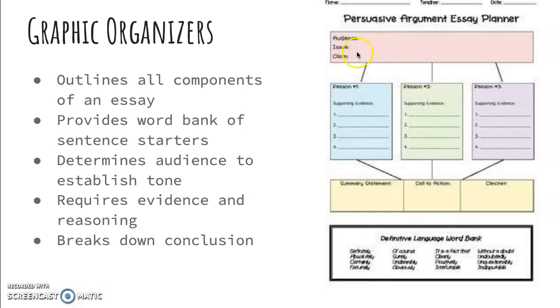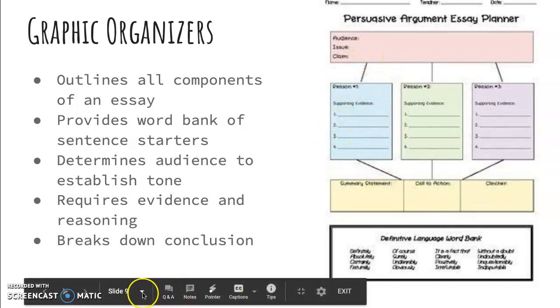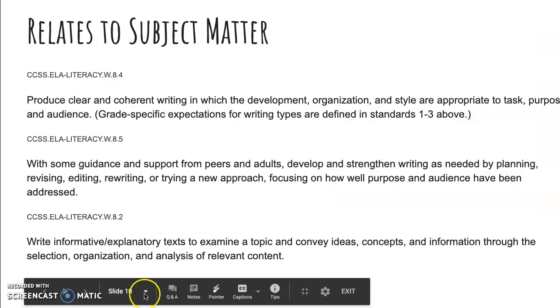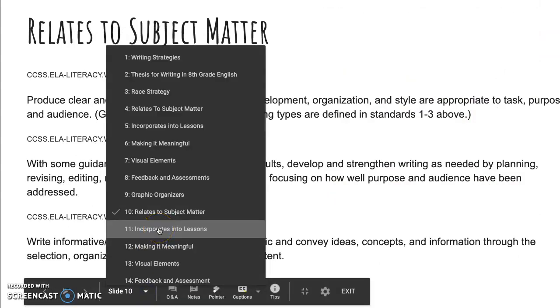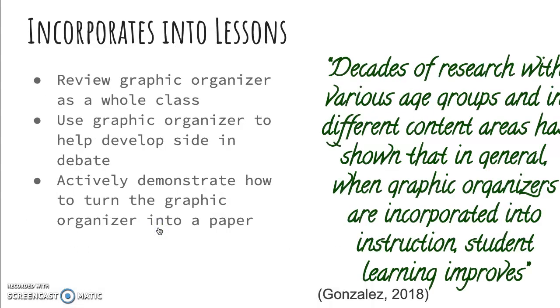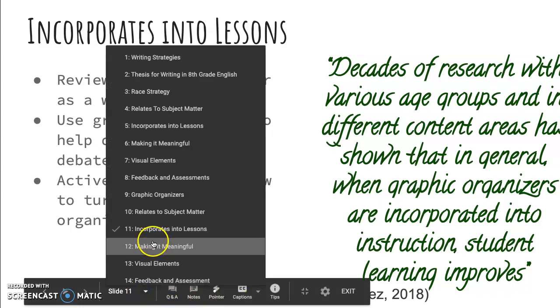It breaks down the audience, the issue, the claim, and then the mnemonic device will be brought in to build these body paragraphs, which is all of their evidence. Again, it relates to the subject matter through Common Core, talking about writing informatively and using evidence. You review the graphic organizer as a whole class, and I usually like to develop fun ideas such as chocolate versus non-chocolate candy at Halloween time, Marvel versus DC for comic books, Pixar versus Disney, to build the use of the graphic organizers, and then they get into more research-heavy debates.